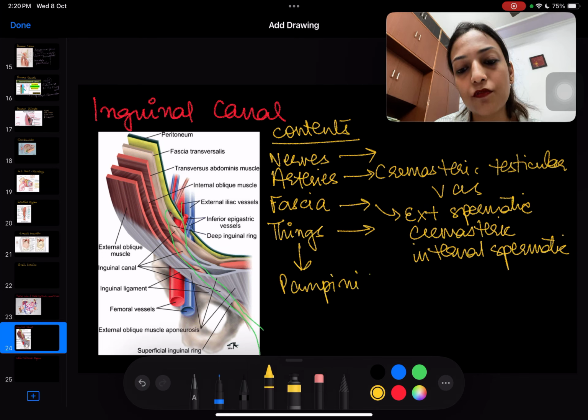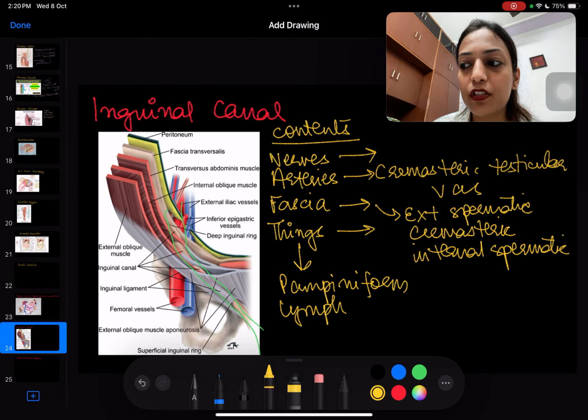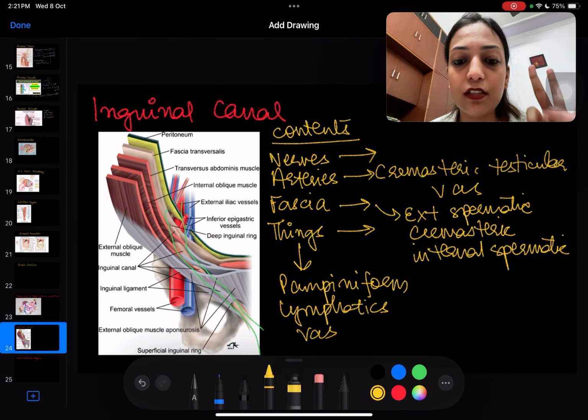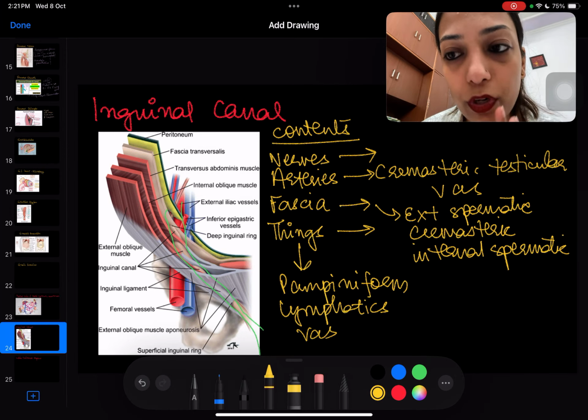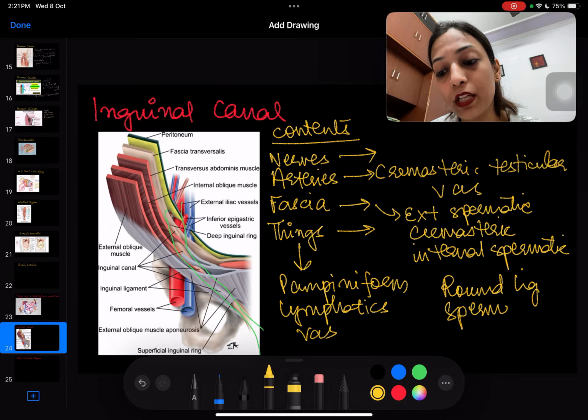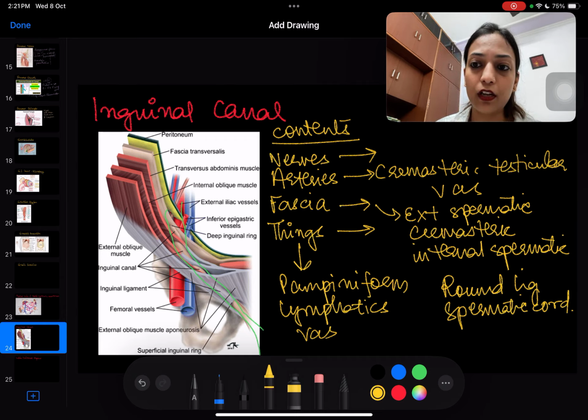Pampiniform plexus is what? It is a plexus of the veins. Then lymphatics, obviously, and in males there is vas, and that is all. So the inguinal canal contains 3 nerves, 3 arteries, 3 fascia, and 3 other things. Okay, do we understand this here? Also, it contains the round ligament of uterus in females and the spermatic cord in males. Does this sound familiar enough?